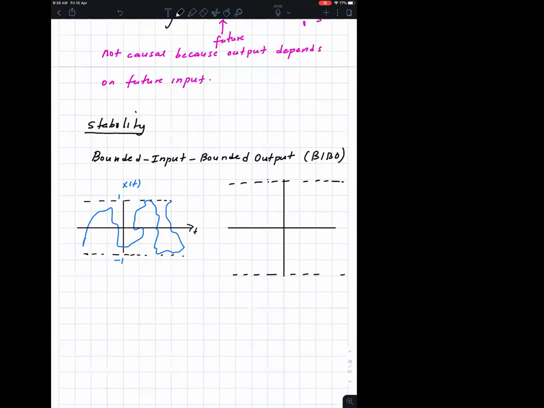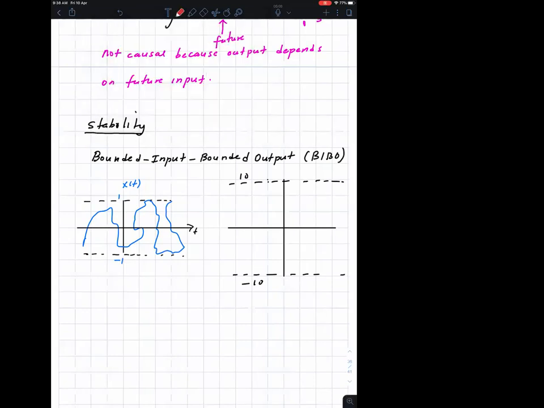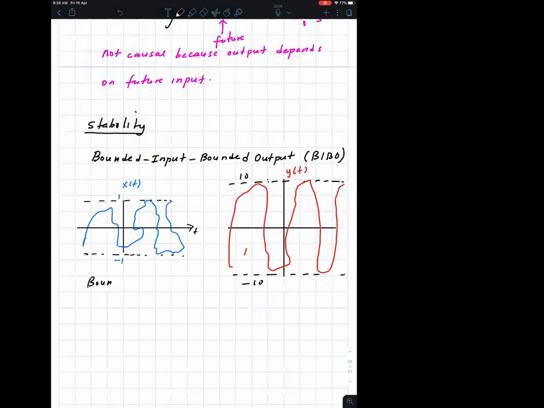Say the output is bounded on the top by 10 and on the bottom by -10. The output is bounded by ±10. Output is y(t). It also goes all over the place, but it doesn't go above plus 10 or below minus 10. So the output is also bounded. So this is bounded input, bounded output.